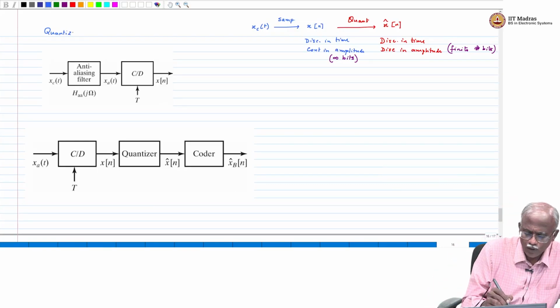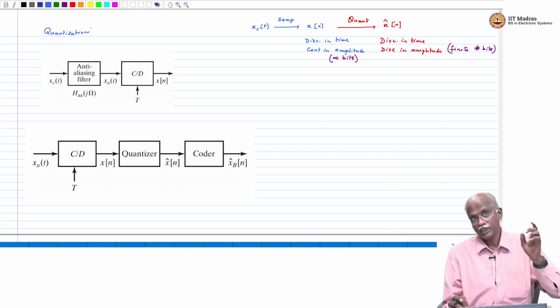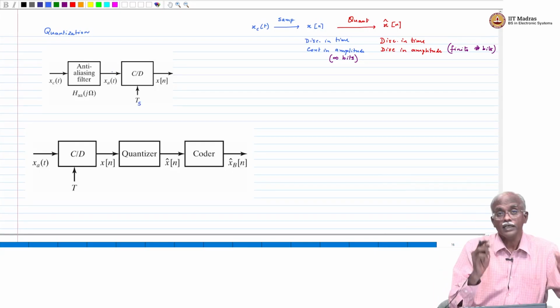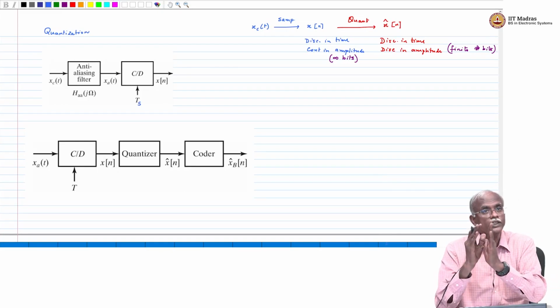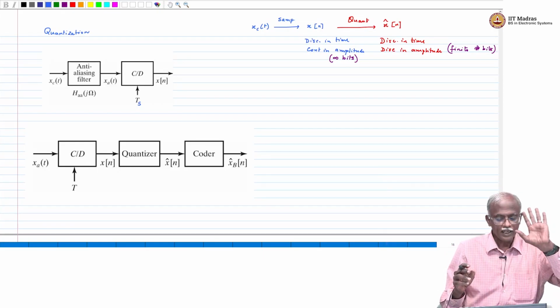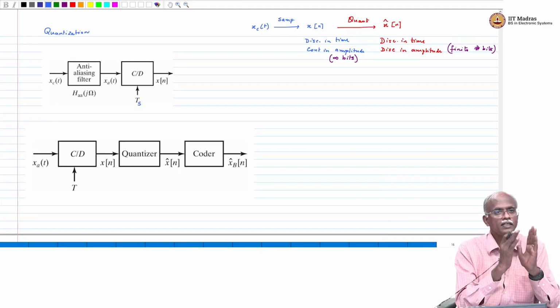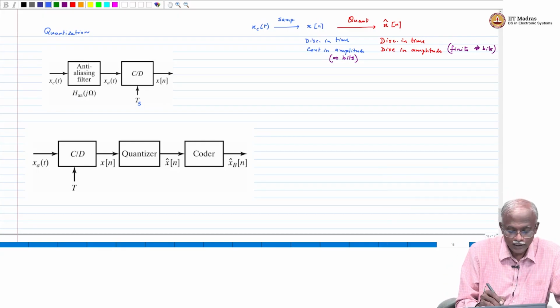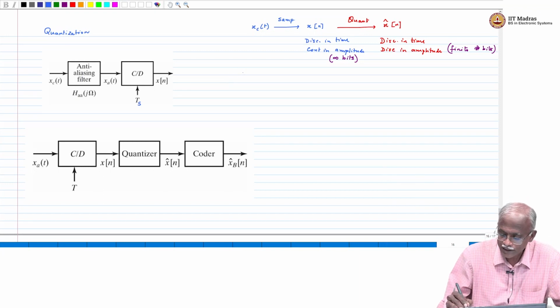Now in the process of quantization, remember we said when you pass it through a sampling process, if you have not satisfied the Nyquist criterion, then you will run into aliasing. So in order for aliasing never to occur, there is a simple step that is done in A to D conversion. That step is called anti-aliasing filtering. Now, what is the response of the anti-aliasing filter? H_AA of j omega will be a filter which will remove all frequencies outside of minus omega s by 2 to omega s by 2.